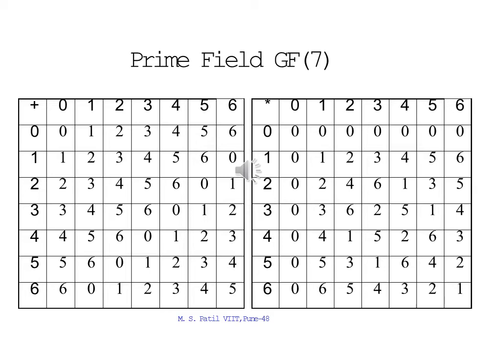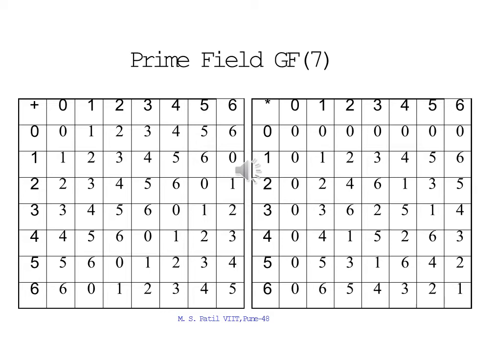I hope you understand this. Similarly, take 2 plus 5. The addition will be 7. As the number is equal to or exceeds 7, divide by 7. 7 divided by 7, the quotient will be 1 and the remainder will be 0. So the answer is the remainder, which is 0. You can cross-check by taking 2 from the row and 5 from the column: the answer will be 0. So whenever two elements add up to 7, like 3 plus 4 or 6 plus 1, the result will become 0. That's why these elements are additive inverses of each other. That means 5 and 2 are additive inverses of each other, 3 and 4 as well, and 6 and 1 are additive inverses of each other.